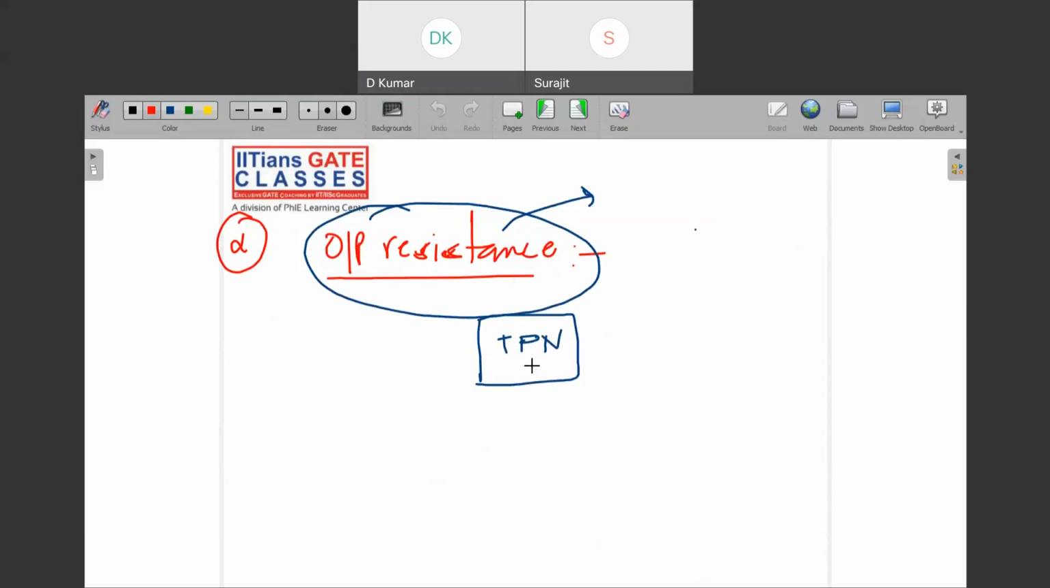Output resistance, suppose this is a two-port network. Output resistance, you can also call it the Thevenin equivalent, right? The way you find Thevenin resistance, the similar procedure you have to follow here as well. So you have to deactivate the input source by its internal resistance. If there is a voltage source, you have to deactivate it by short circuit, okay? And if there is a current source, you have to deactivate it by open circuit.